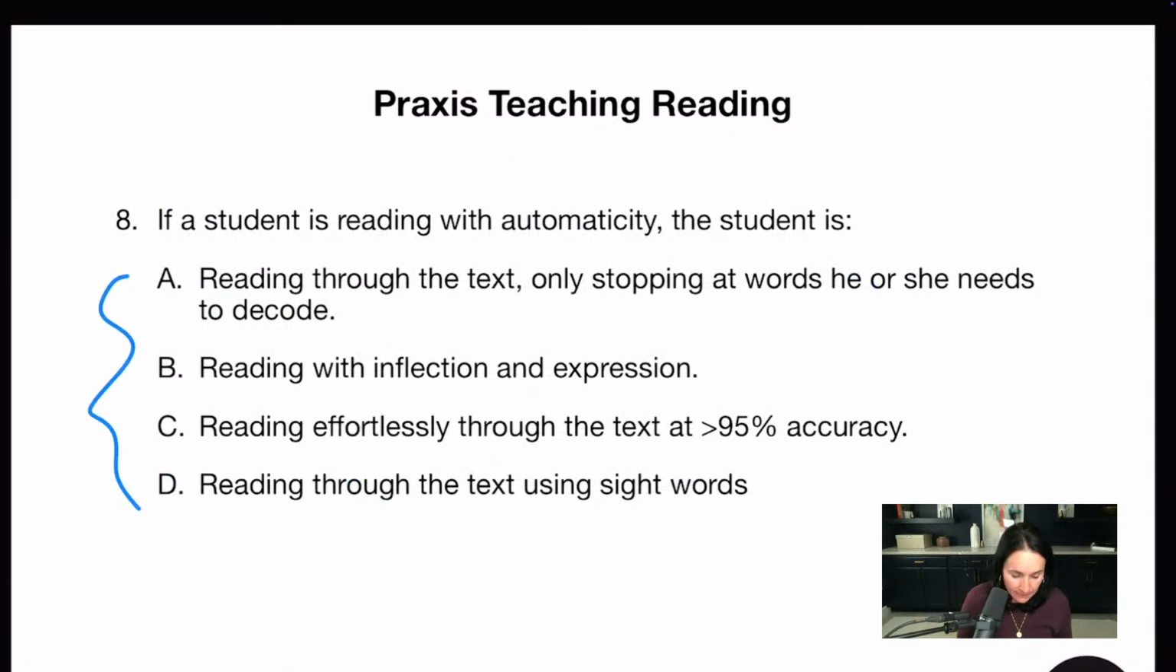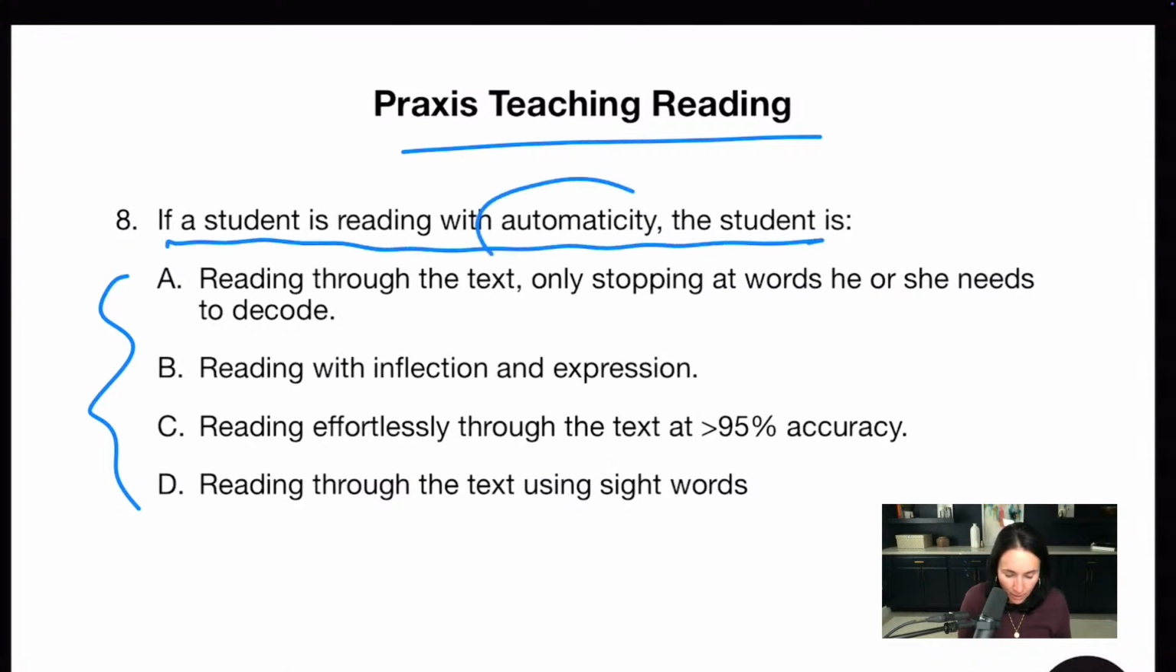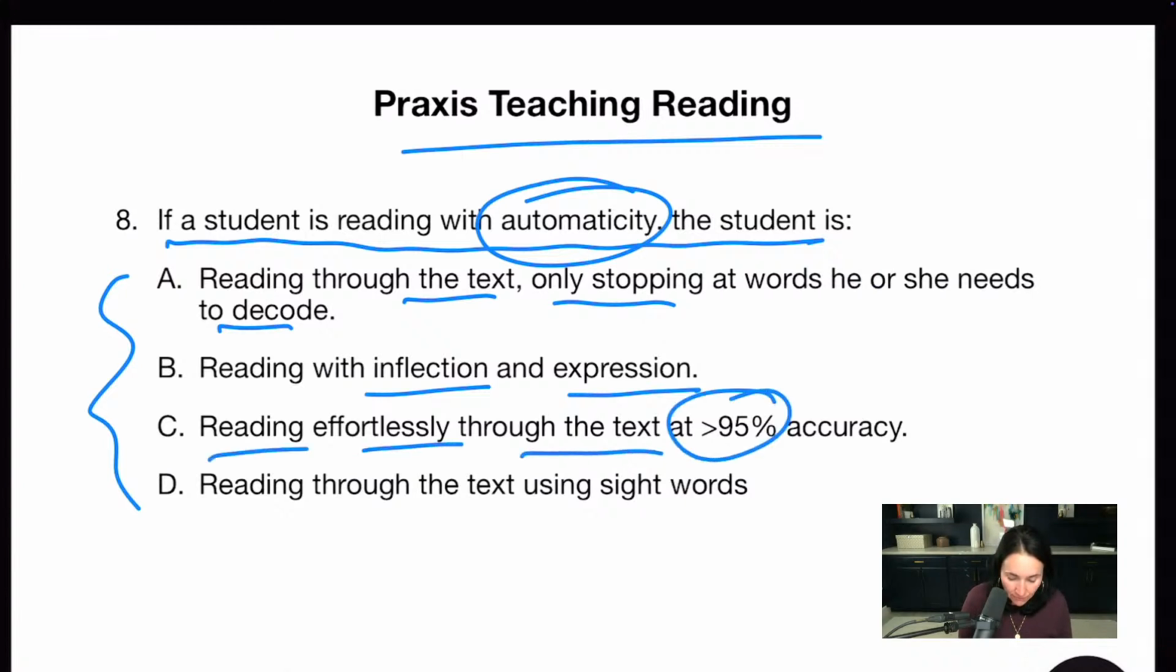Let's have a look at number 8 for Praxis teaching reading. Okay, this is a short one, so I'll read the question first. If a student is reading with automaticity, all right. A, reading through the text, only stopping at words he or she needs to decode. Well, that's not automaticity. Automatic reading is boom, boom, boom. We're cooking, fluent. We're moving fast. Reading with inflection and expression, that's prosody, not automaticity. Reading effortlessly through the text at greater than 95% accuracy. Yes, that's it.